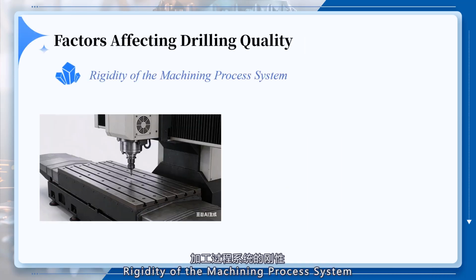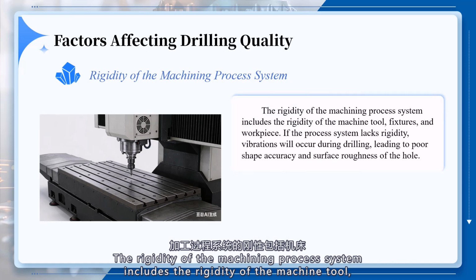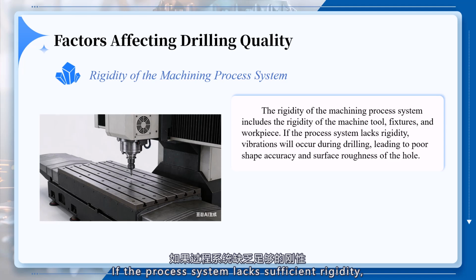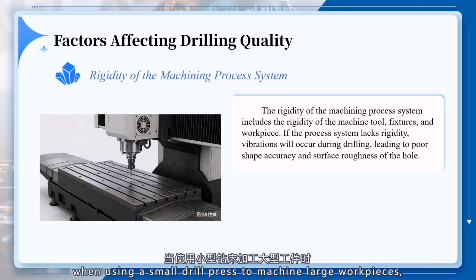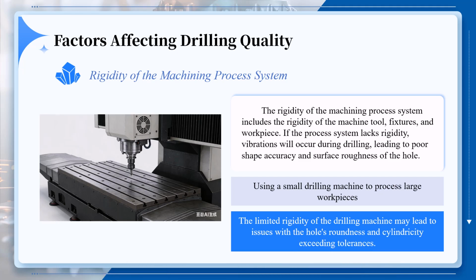Rigidity of the machining process system. The rigidity of the machining process system includes the rigidity of the machine tool, fixtures, and workpiece. If the process system lacks sufficient rigidity, vibrations may occur during drilling, leading to poor shape accuracy and surface roughness of the hole. For example, when using a small drill press to machine large workpieces, the limited rigidity of the drill press may result in issues with the roundness and the cylindricity of the hole exceeding tolerances.